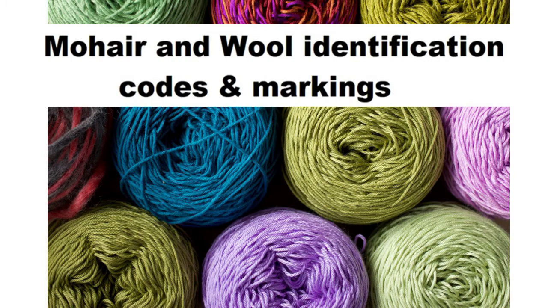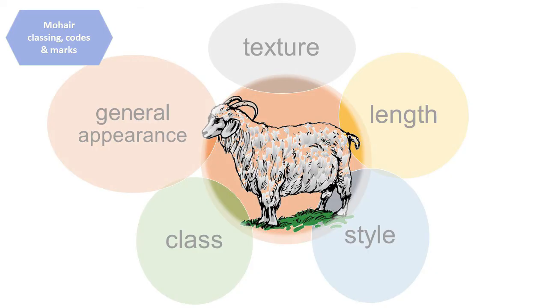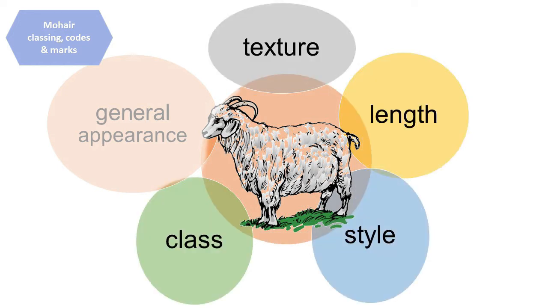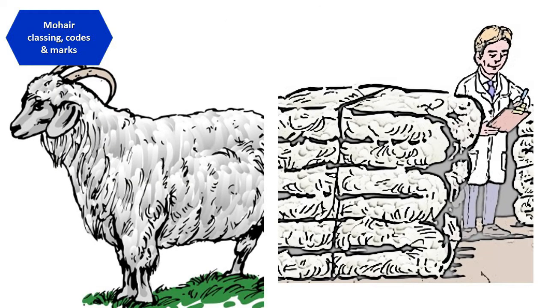Mohair and wool have very different physical and chemical properties. Therefore, in the textile industry, they need to be separated carefully from each other. They also need to be carefully labeled and marked. Raw mohair is classed according to the following characteristics: texture or fineness, length, style, class and character, and general appearance. The finest hair is obtained from kids shorn for the first time at 6 months. As the animals grow older, the hair becomes stronger.